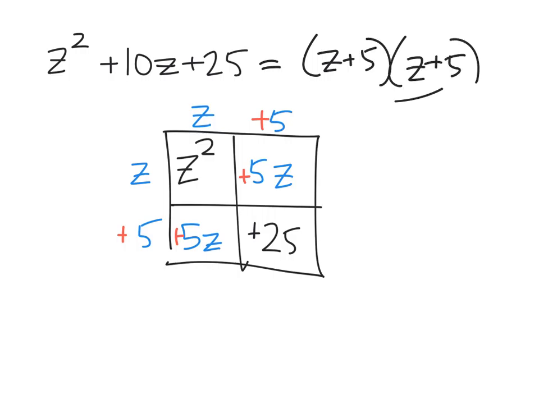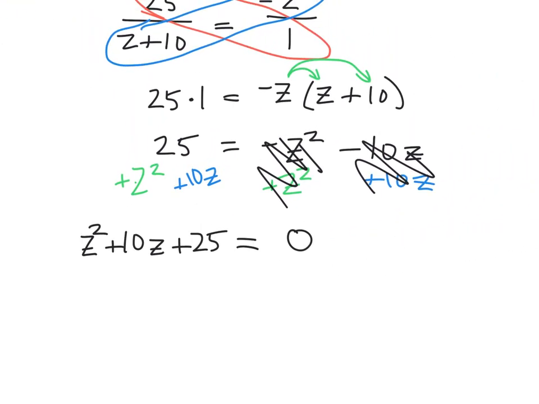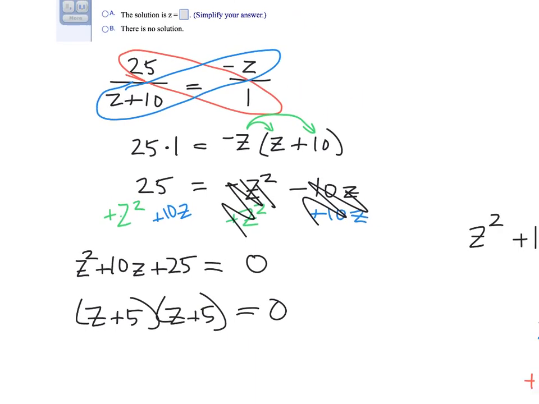All right, so we're going to take that and we're going to go back over here to our problem, and we're going to take this expression and we're going to rewrite it as z plus 5 times z plus 5, and that's equal to 0. So what does that mean?